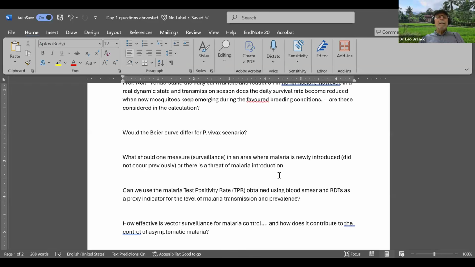Yeah. Okay. So, thank you, Neil. As Neil said, if either I captured your question incorrectly or you wanted further clarification, please pop it into the Q&A box again. Question 3, what should one measure, in other words, surveillance, in an area where malaria is newly introduced, did not occur there previously, or there is a threat of malaria introduction, such as post-elimination and the risk of reintroduction?